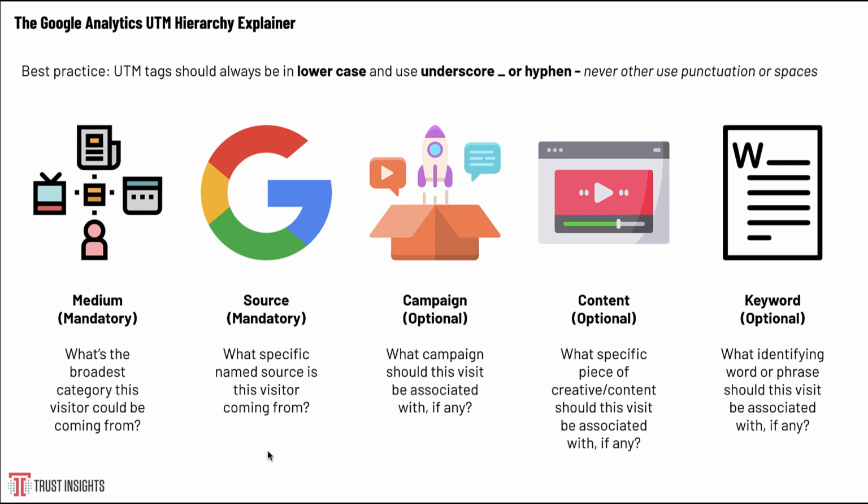Now, there's 3 more tags that give you a little bit more detail. The campaign. What campaign should this visit be associated with, if any? What piece of creative for the content, the UTM content tag, should be associated with this visit? And then the keyword. This is especially used in Google Ads, but you can use those fields as well. These last 3, they are not mandatory, but if you want to, you can put in a lot of extra details to help really separate all the links that you're sharing. Remember, UTM tags are always in lowercase and should never use punctuation other than an underscore or a hyphen. Keep that in mind.